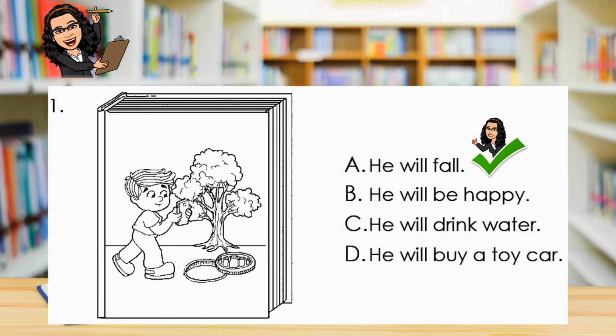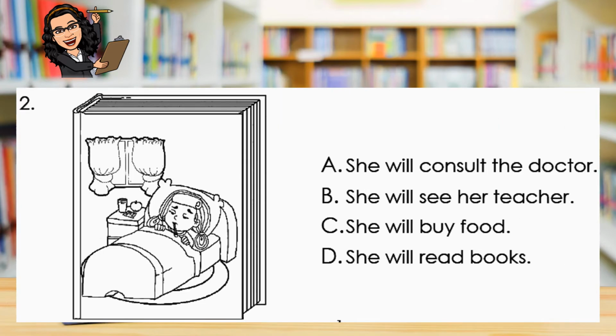He will fall. Number 2. What will happen next? A. She will consult the doctor. B. She will see her teacher. C. She will buy food. Or D. She will read books. The correct answer is A.